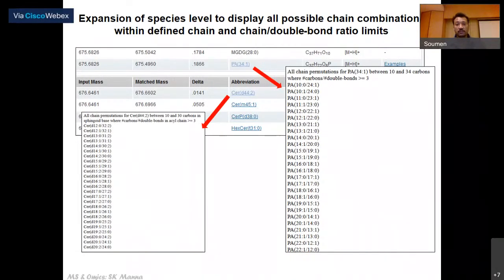So for example, if you look at here, if you just take this phosphatidic acid here, there can be these many different combinations that can give you the same mass. So this is really challenging. This is not a very trivial task to exactly identify what they are, just based on the accurate mass.